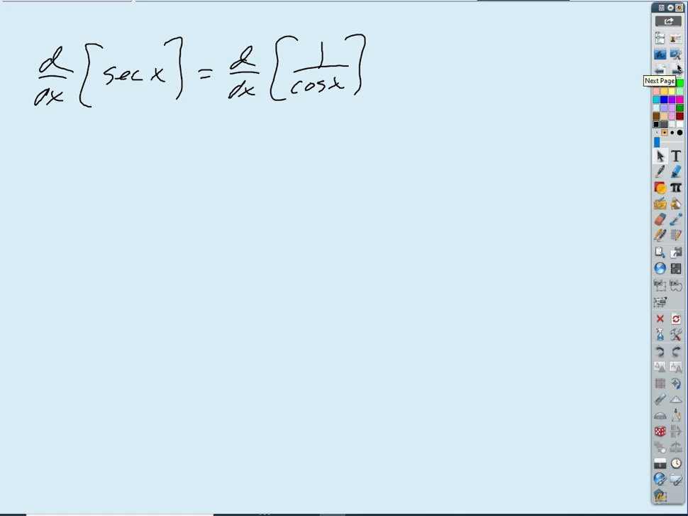Now, it seems kind of a waste to use the quotient rule on that, doesn't it? Because we've got a 1 on the top. But we have to for now. And the reason we do is because the only other way I could write this is to put the cosine on top, but I'd have to write it as cosine x to the negative 1 power.